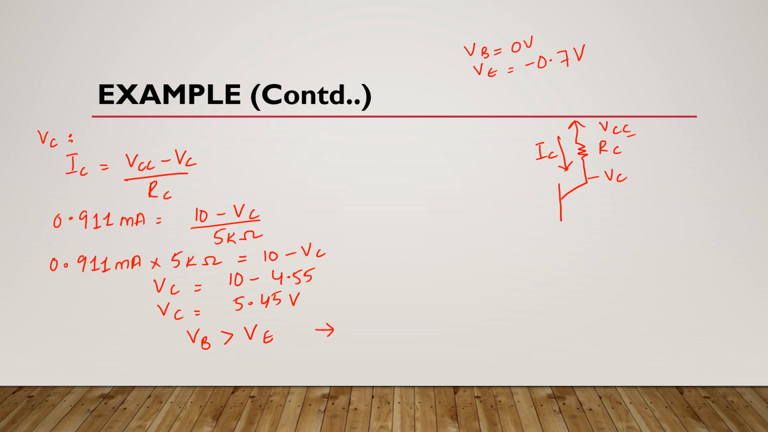Now if you look at all these nodal voltages, you can see VB is greater than VE. It means this emitter base junction is forward biased, and VC is greater than VB. It means this collector base junction is reverse biased. It means this transistor is in active mode. Okay, so this is your answer.